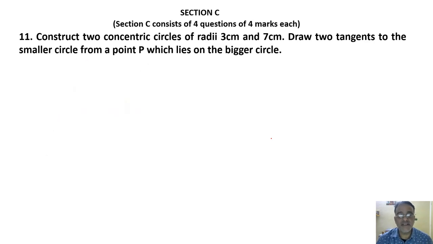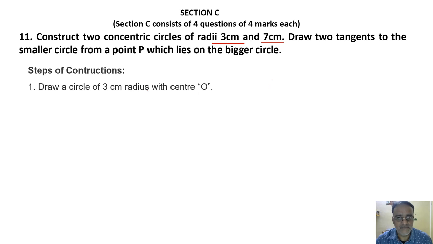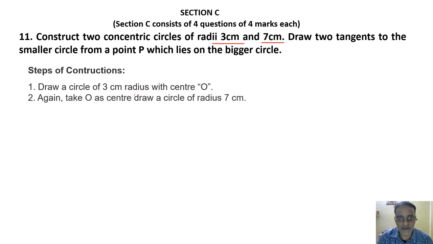11th question. Construct two concentric circles of radii 3 cm and 7 cm. Draw two tangents to the smaller circle from a point P which lies on the bigger circle. So this is a textbook question only. The radii is changed. Okay. Radius केवल दोनों circle का अलग अलग है यहाँ पर. तो सबसे पहले 3 cm का circle draw करेंगे. Right, then again we will take the same center and we will draw the circle of radius 7 cm.